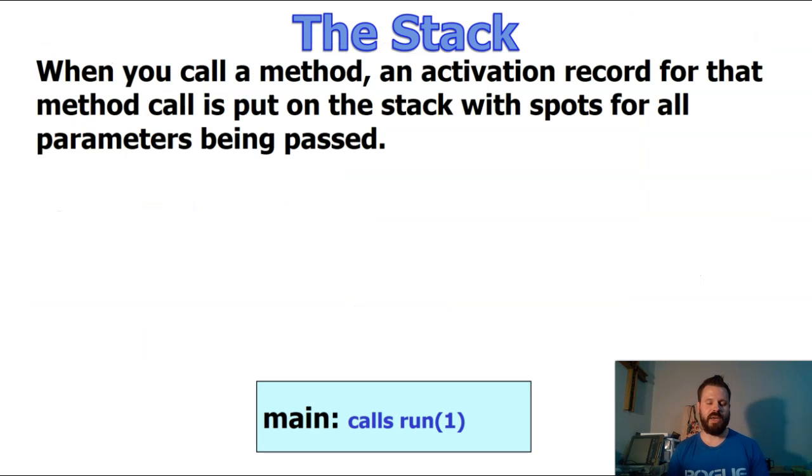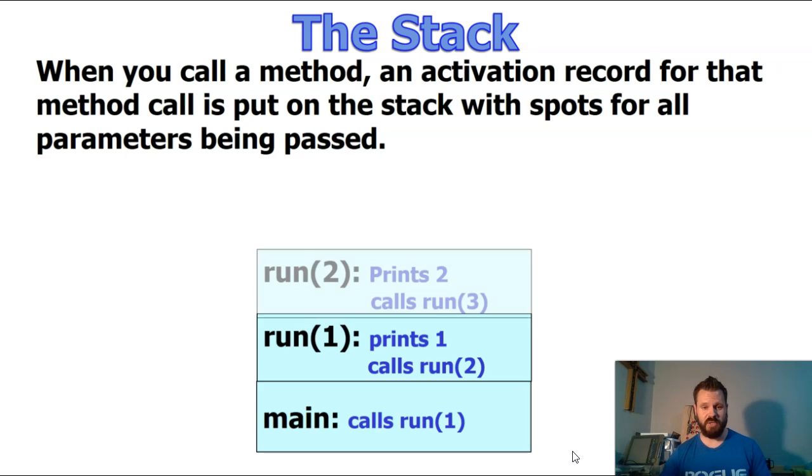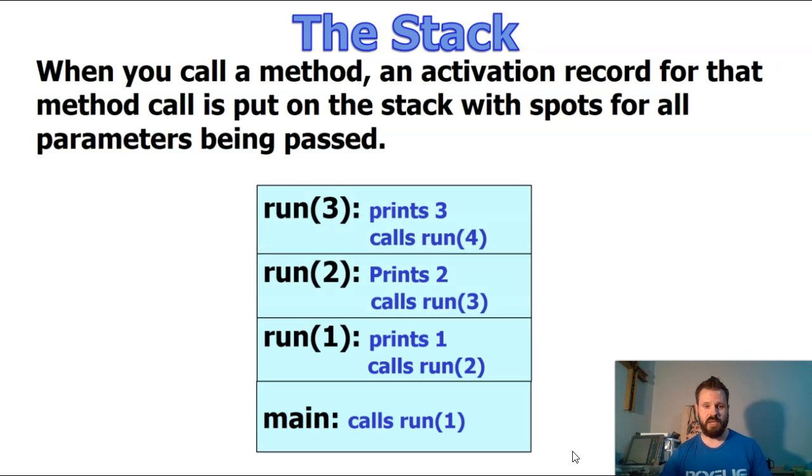Why will this method break Java? Well, remember, when we make method calls, Java stores the info for those calls in something called the stack. When you call a method, an activation record for that method is put into the stack with spots for all the parameters being passed. With Java, we always start with the main method, so we always have some room in memory for that. The way this method runs is the main method makes a call to run 1, which prints 1 and then calls run 2, which prints 2, then calls run 3, which prints 3, then calls run 4, on and on forever.